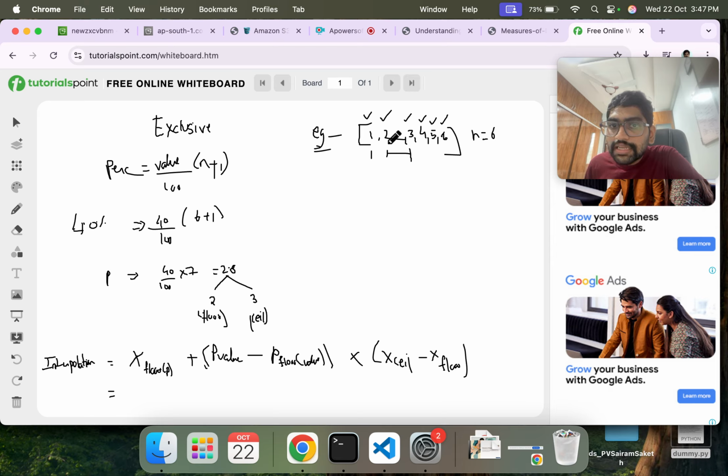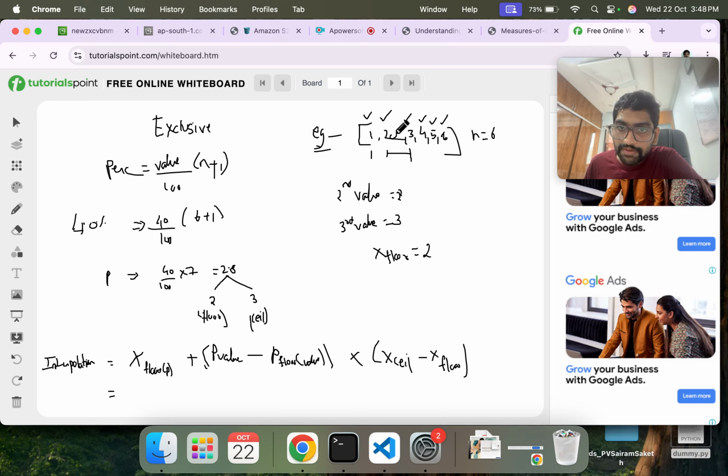So what does this mean? This means the second and third value, right? So what is your second value? This second value is 2 as per this data. Third value is what? 3. So this x floor means 2 here. Why? Because this is the second value, this is the x, this is the p value, the lowest p value, the second value.